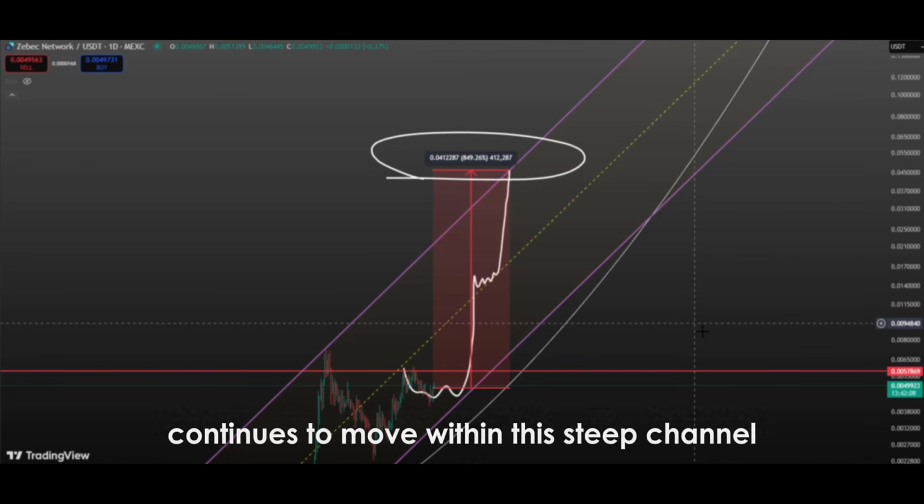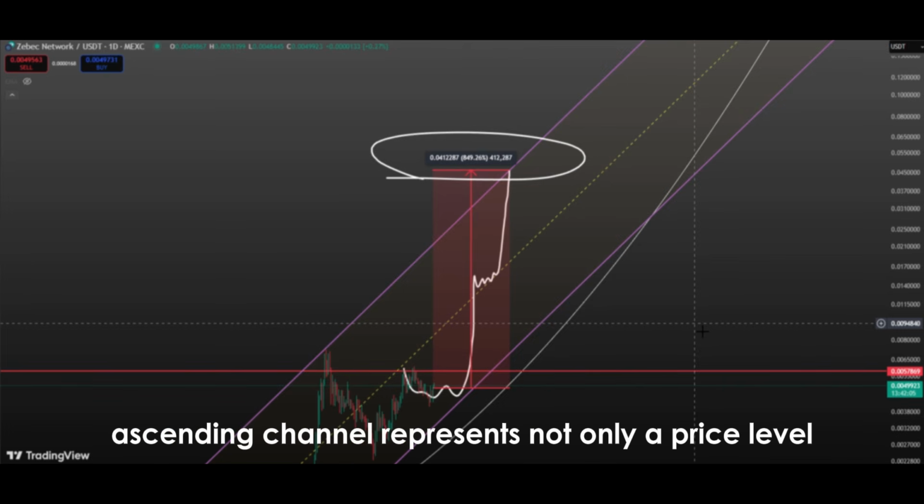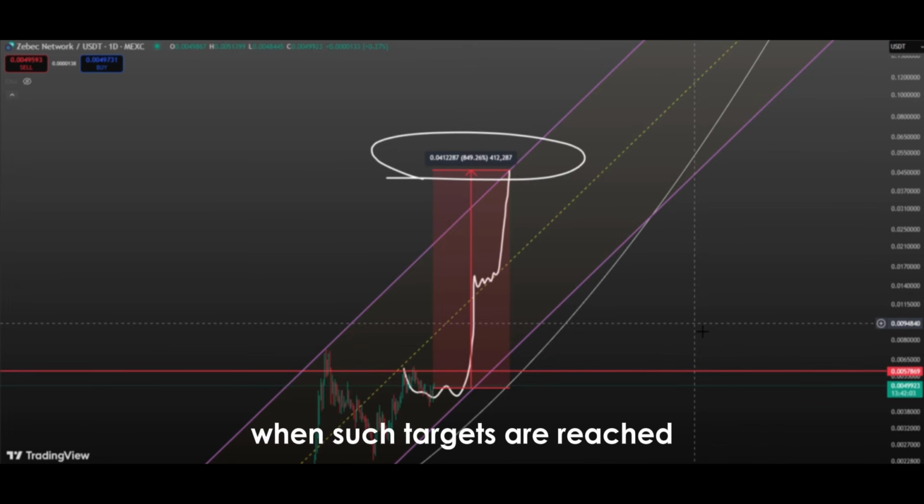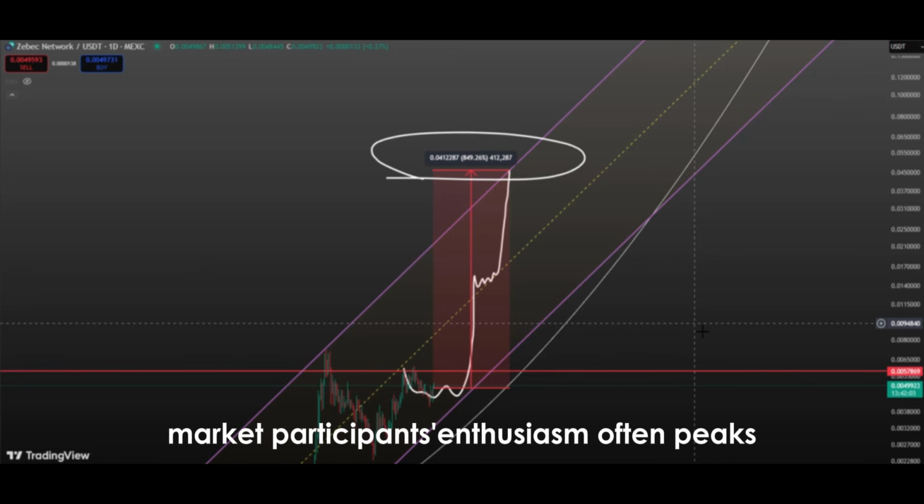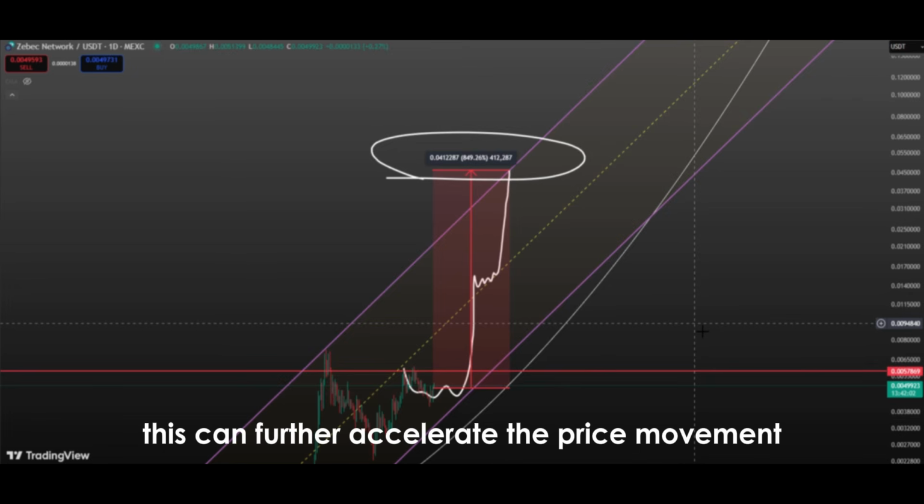If the price continues to move within this steep channel, the potential 850% increase becomes a logical expectation from a technical analysis perspective. This potential rise is calculated based on the structure, slope, and width of the channel. Reaching the upper band of a steep ascending channel represents not only a price level, but also a turning point in investor psychology. When such targets are reached, market participants' enthusiasm often peaks. This can further accelerate the price movement.